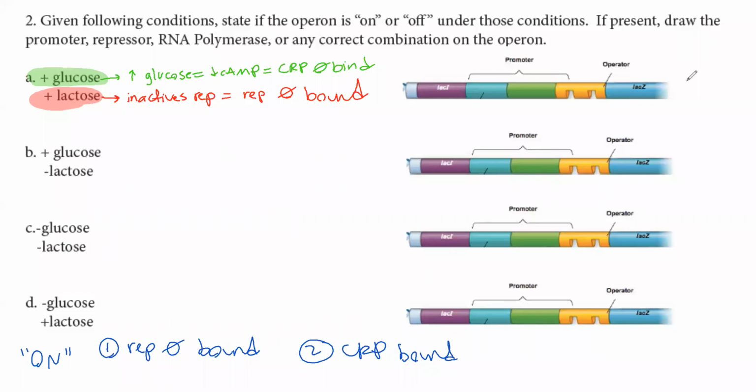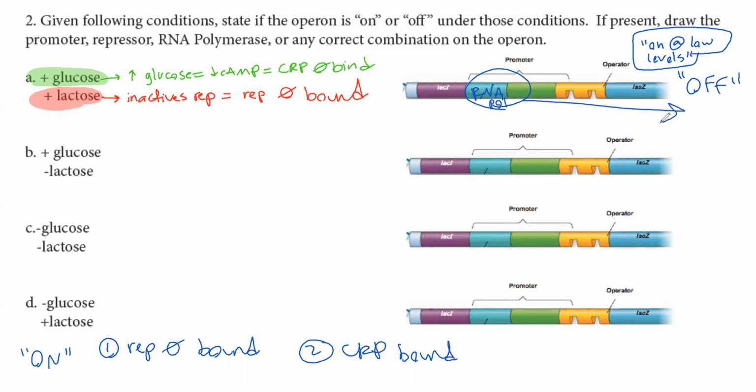So you would say technically that this is off. The lac operon would be off in the situation where you have glucose and you have lactose. Or sometimes you might see on at low levels. The only reason that this is true is because there's no repressor blocking everything. So technically, every now and then RNA polymerase could by chance land on here and transcribe the genes, but the chance of RNA polymerase doing that without the promoter bound is very, very low. So both of these are acceptable answers, on at low levels or off.